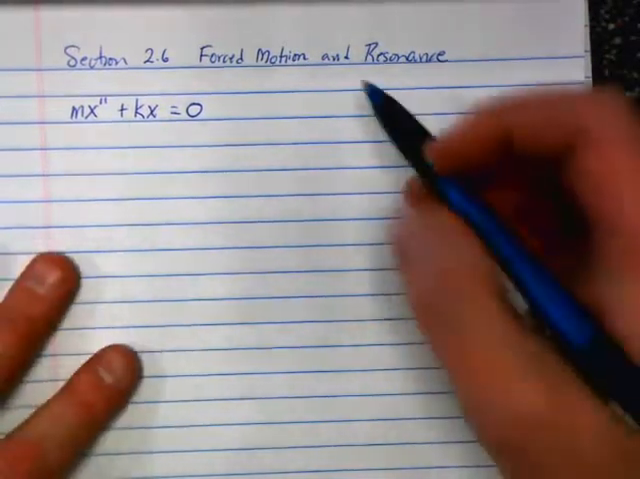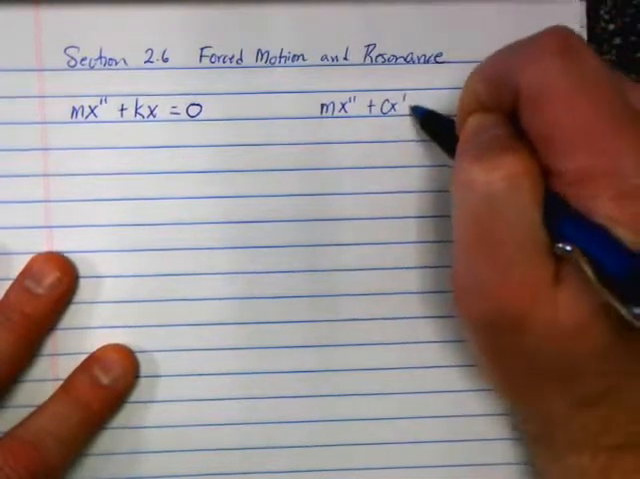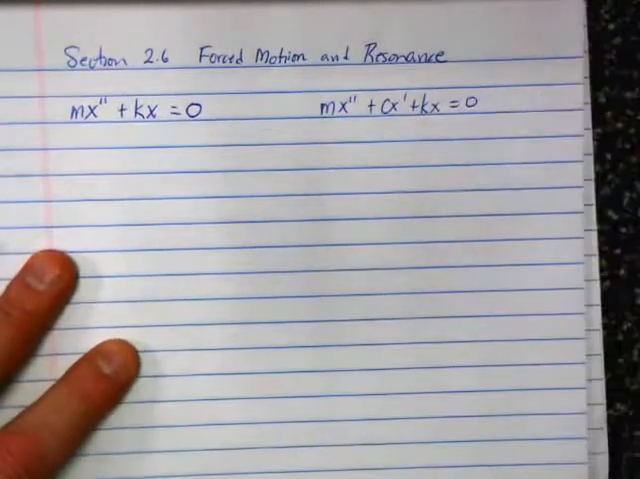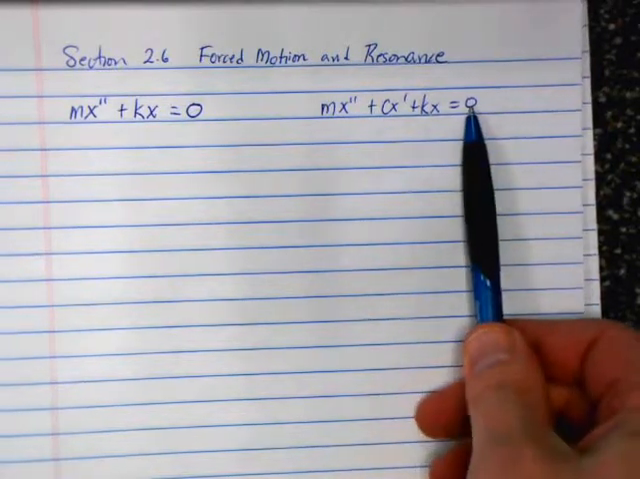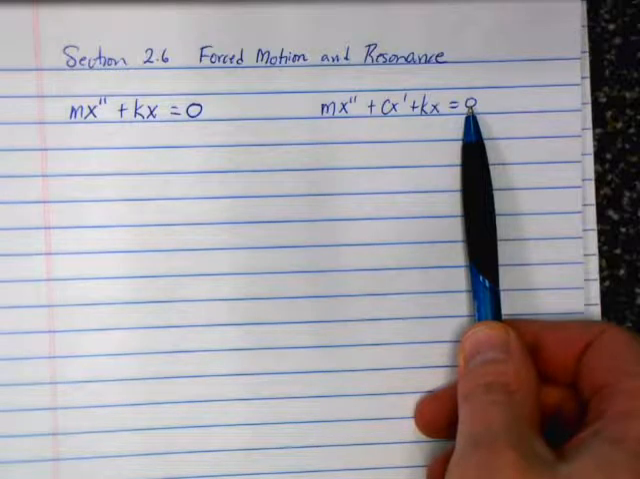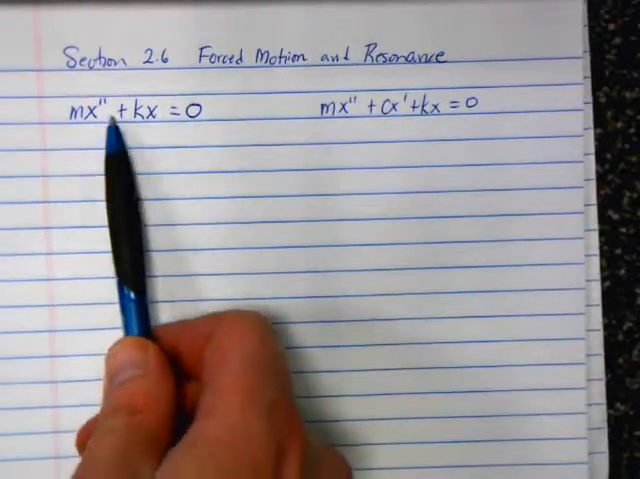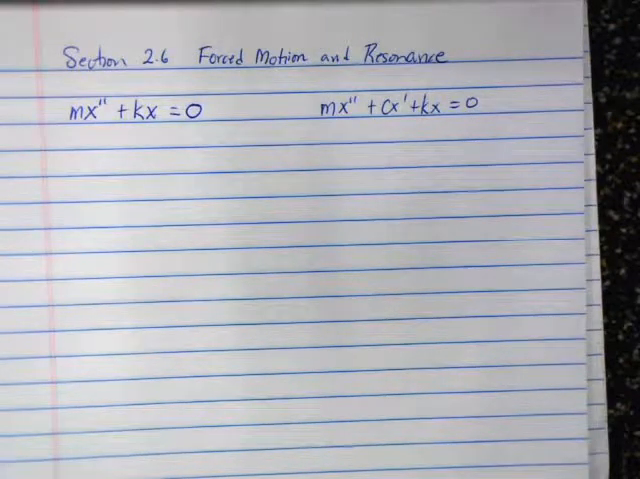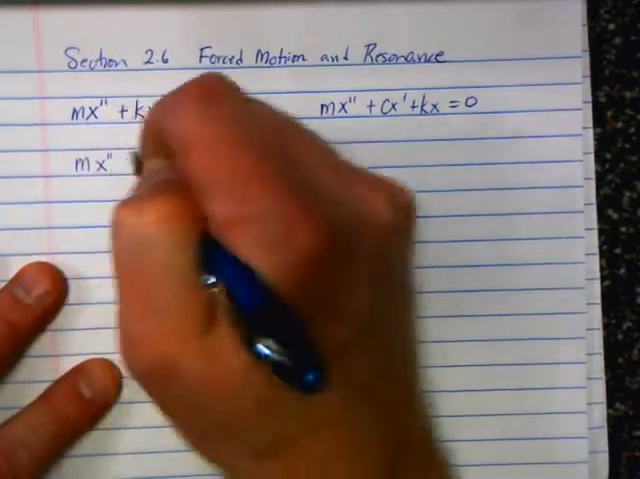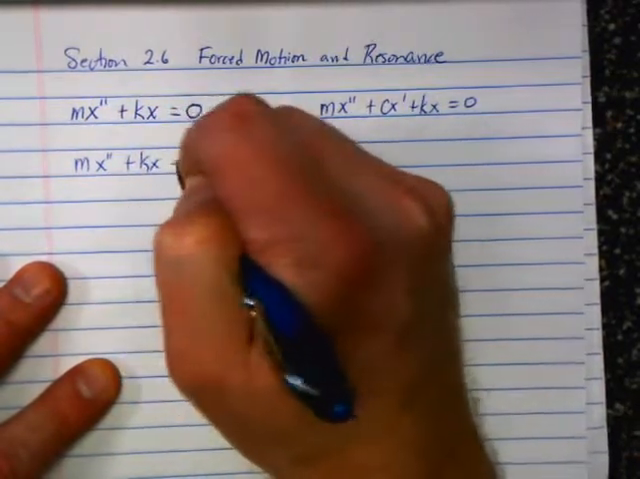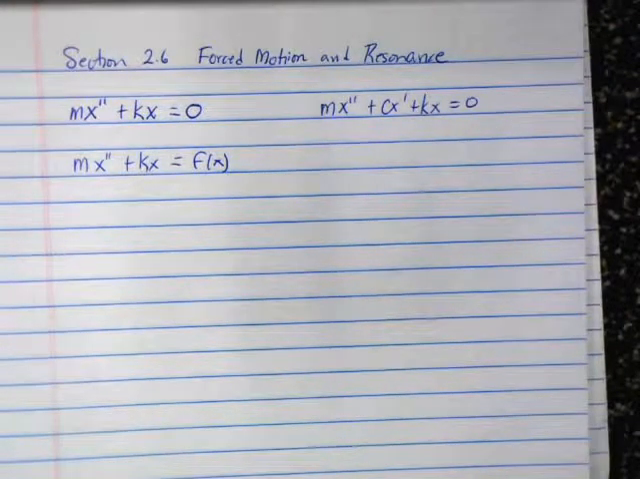All right, so damped motion, you might remember, looked like that. So this one would be unforced because we still have zero over there, but this one would be damped because we have that term. This one is unforced and undamped. All right, so let's talk about undamped but forced motion. So forced motion would mean we have some sort of function over there.